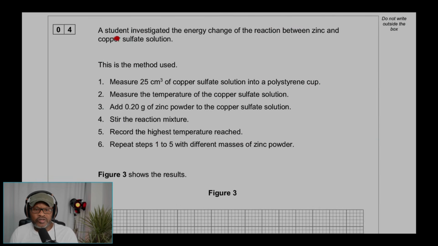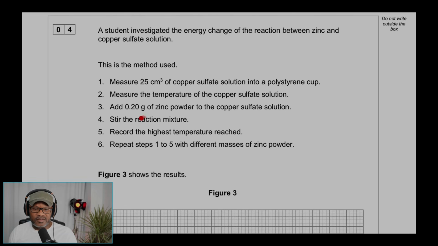Question 4. A student investigated the energy change of the reaction between zinc and copper sulfate solution. This is the method used. 1. Measure 25 cm³ of copper sulfate solution into a polystyrene cup. 2. Measure the temperature of the copper sulfate solution. 3. Add 0.2 grams of zinc powder to the copper sulfate solution.